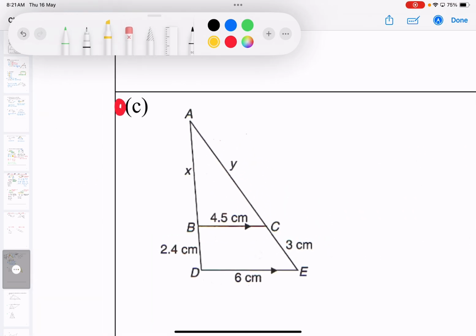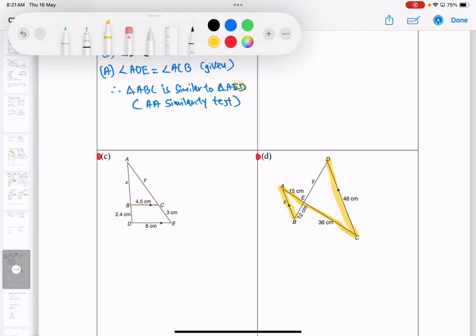Even this one, this is a very common one that we have done before. This is a common angle between these two triangles. Then you just need to prove another one. Parallel, corresponding. By AA, you know that they are similar. And then, of course, you use your ratio of corresponding sides.